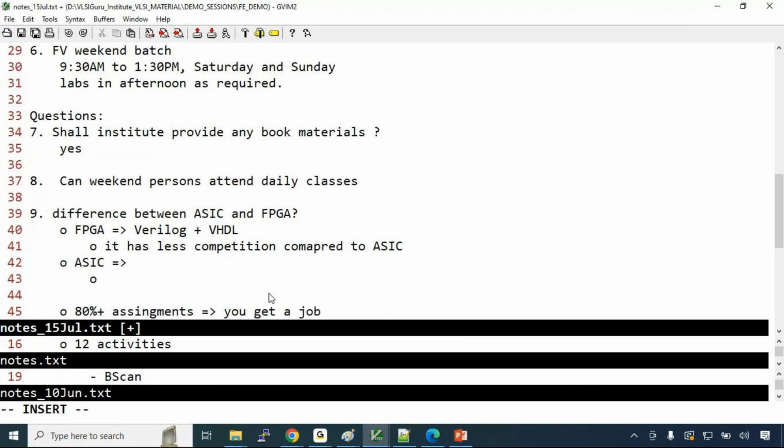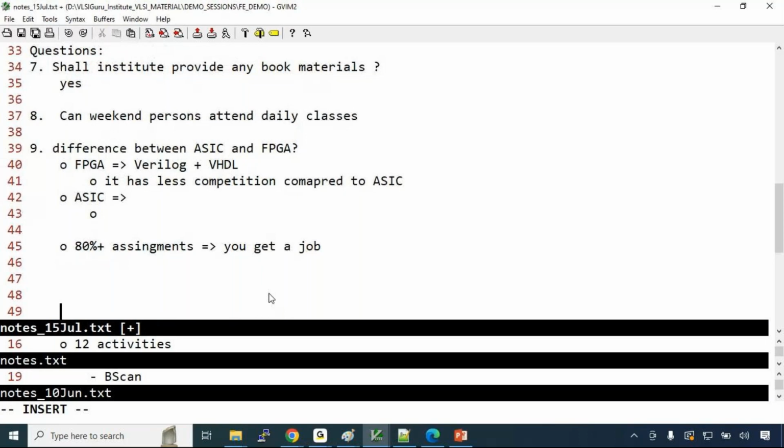You don't need to do any research and development. You don't need to do any inventions. Just simply follow the trainer. Complete around 80% of the course assignments.